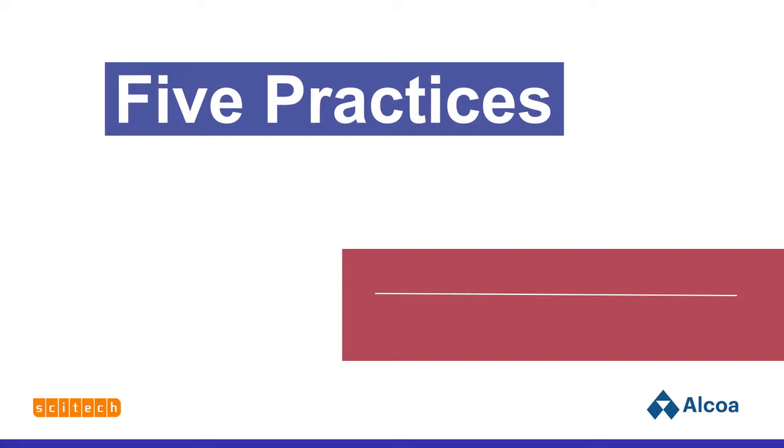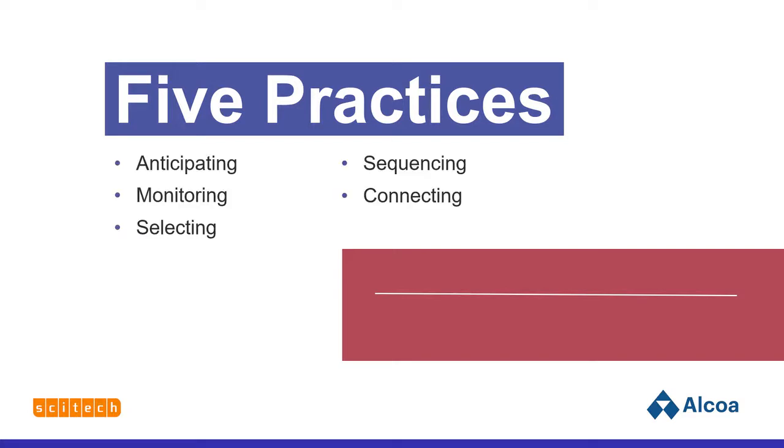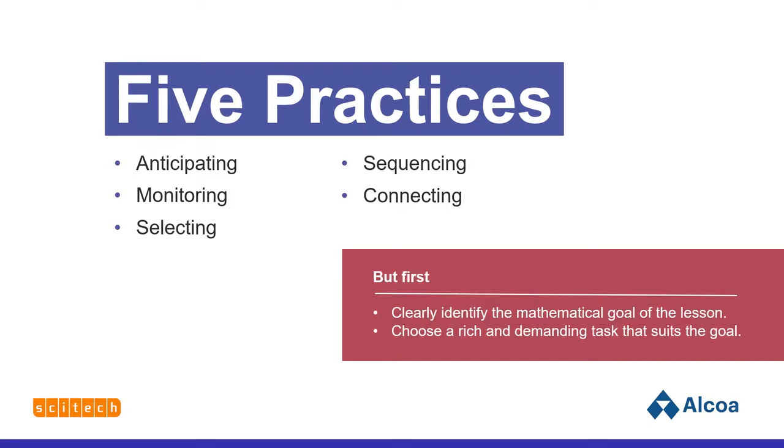The 5 practices are anticipating, monitoring, selecting, sequencing, and connecting. But before we can begin these, there are 2 things we must do. Clearly identify the mathematical goal of the lesson and choose a rich and demanding task that suits the goal. Now, the order in which these 2 things are presented, identify the goal and then choose a task that fits the goal, is held up as the ideal approach.